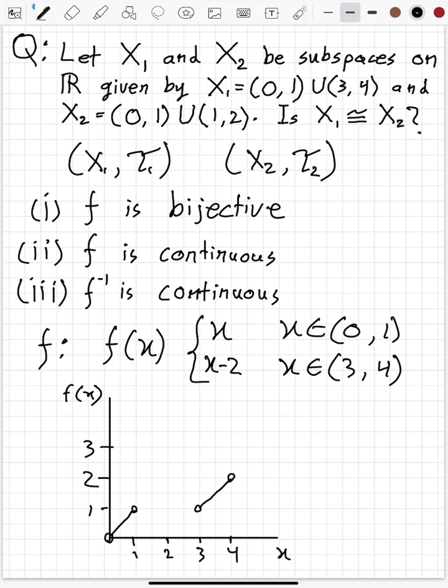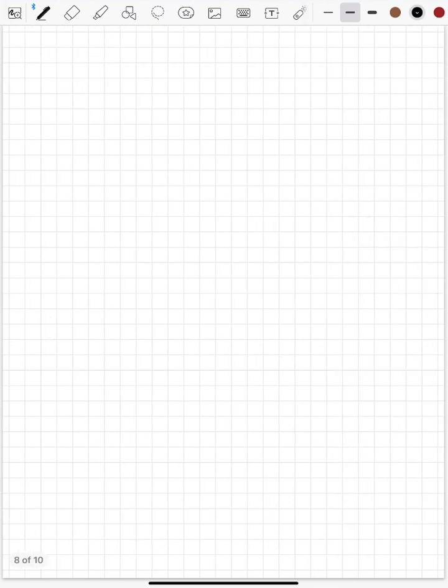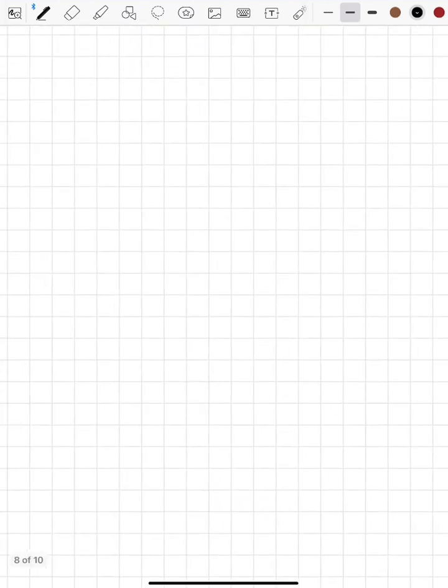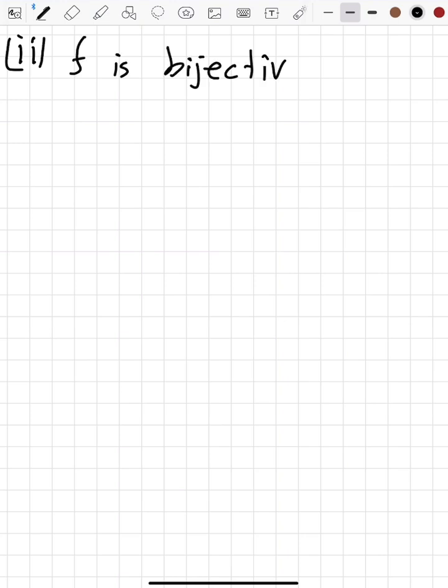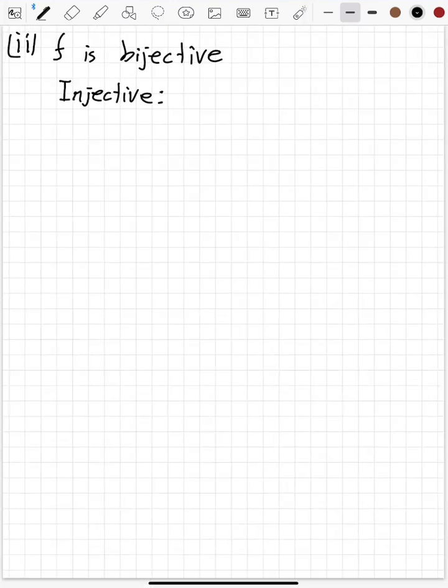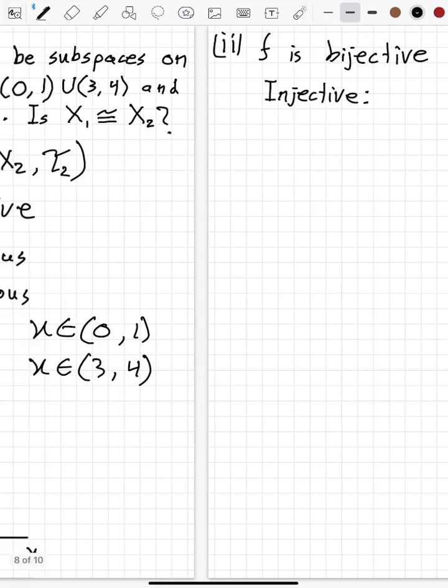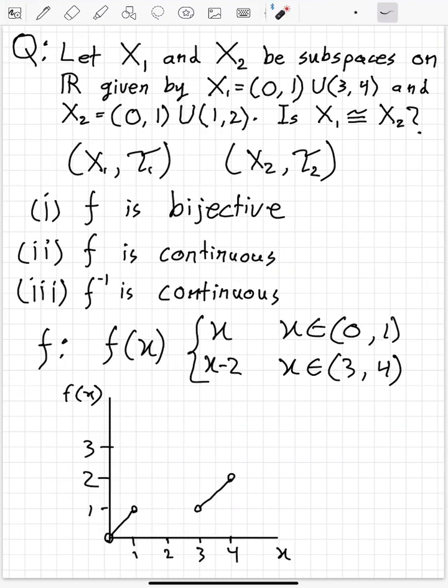To do that, let's first start with the first condition. Let's show that f is bijective. Now we know that in order for f to be bijective, it has to be both injective and surjective. So let's start by first looking at injectivity. In order for f to be injective, we know that f must map every unique element from the domain onto a unique element in the codomain. So let's look at our domain and codomain. We know our domain is (0,1) union (3,4), and our codomain is (0,1) union (1,2).